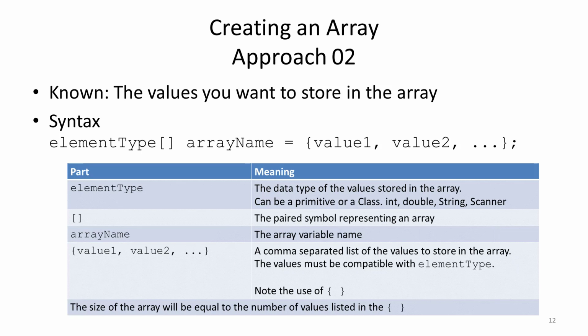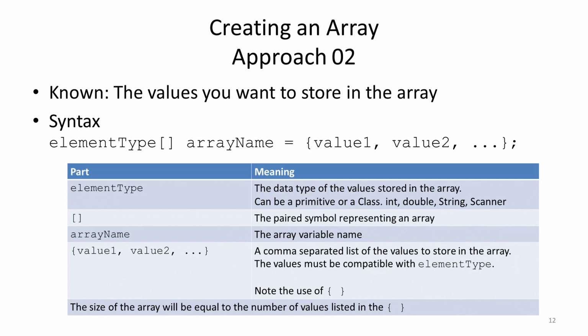And then on the right side of the equals, you have curly brackets. Inside the curly brackets is a comma-separated list of values that you want to store in the array, and those values must be compatible with the element type. When you use approach number 2 with the array initializer, you do not explicitly state a size. The size of the array will be equal to the number of values listed in between the curly brackets.